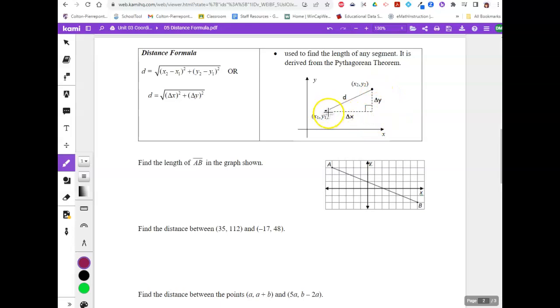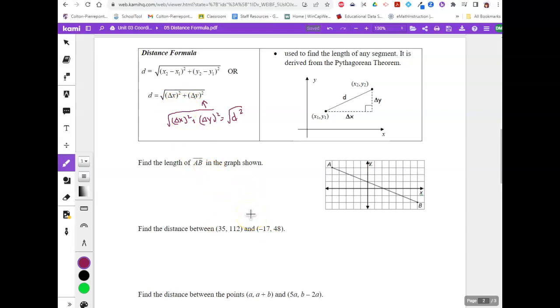All right, so if I take the change in x and the change in y, it creates a right triangle like this. So technically, this formula comes from the Pythagorean theorem. Delta x squared plus delta y squared is equal to d squared, which is the hypotenuse. If you solve this for d, you get this formula. So d is equal to the square root of delta x squared plus delta y squared.